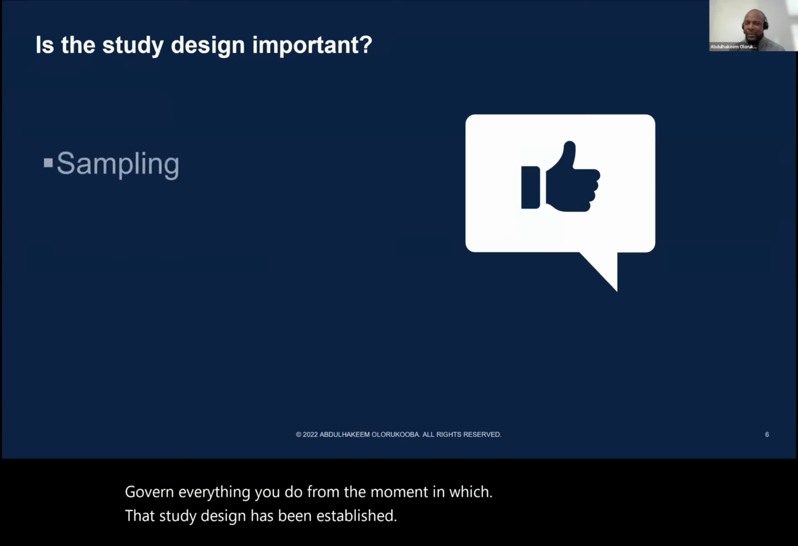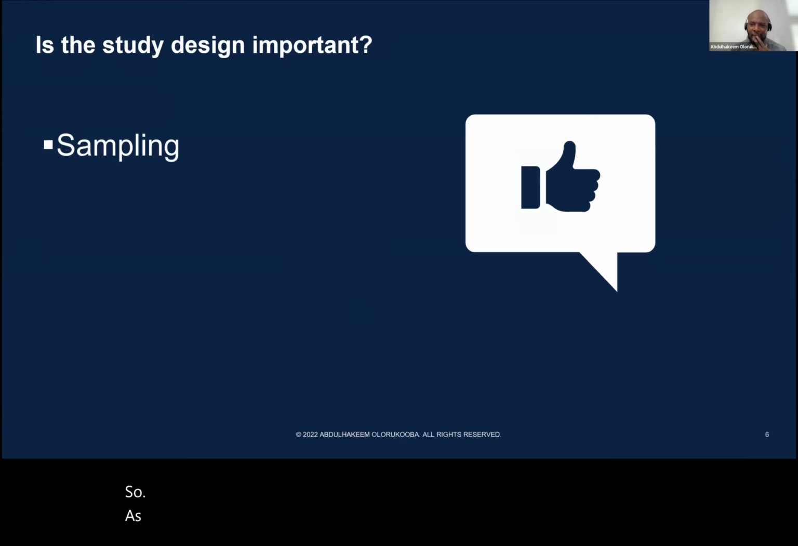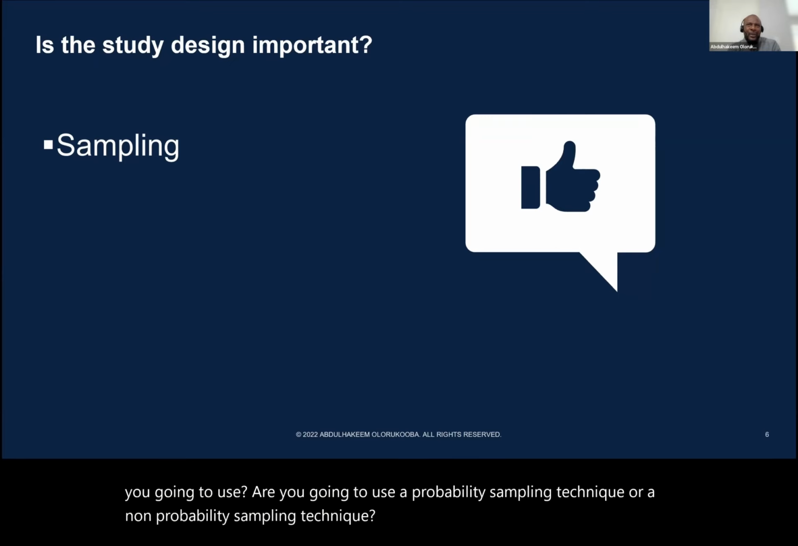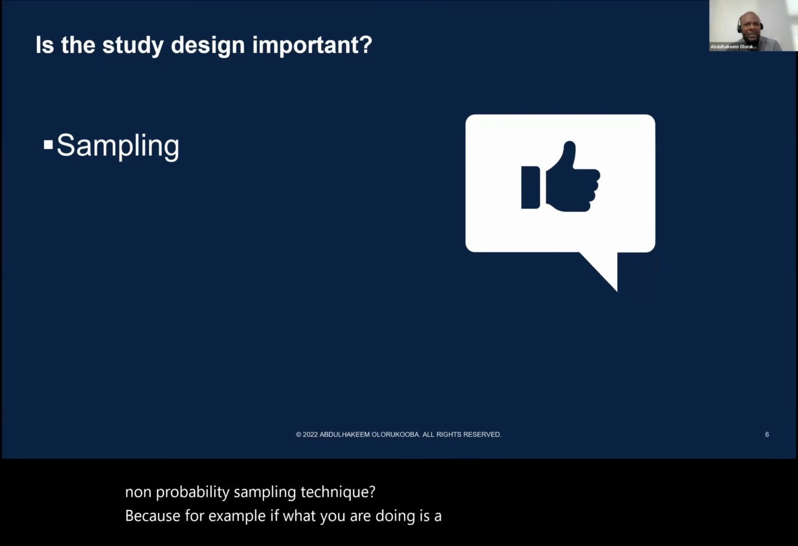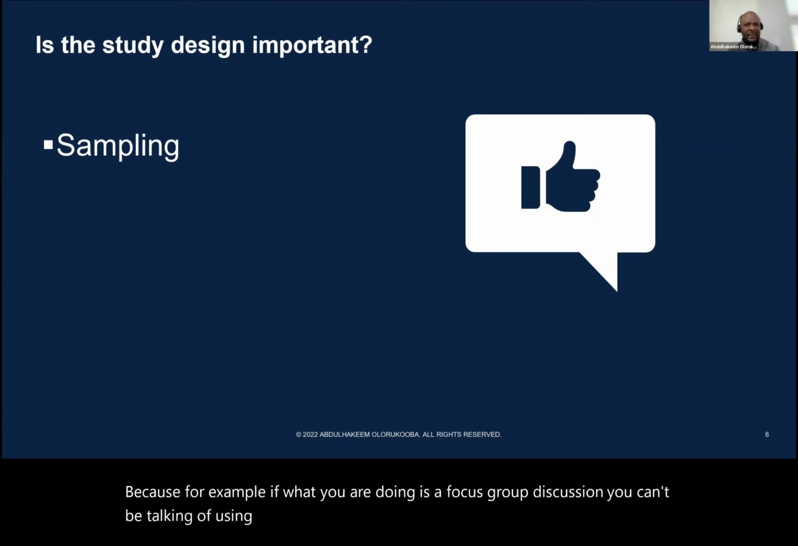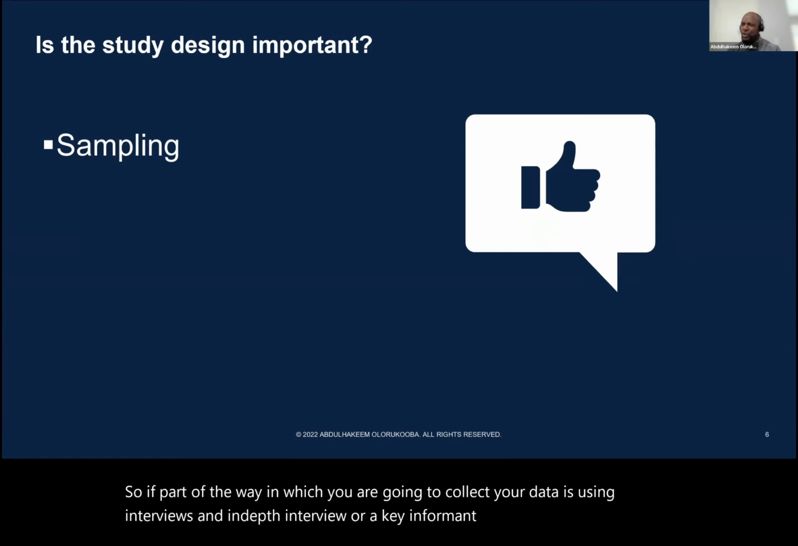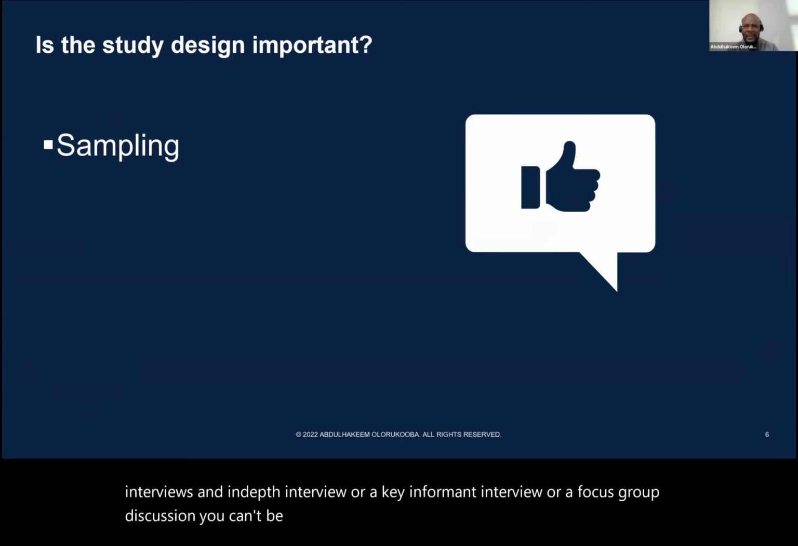As an example, the study design that you have chosen will determine what type of sampling you will do. What sampling technique are you going to use? Are you going to use a probability sampling technique or a non-probability sampling technique? Because if what you are doing is a focus group discussion, you can't be talking of using a probability sampling technique. So if you collect your data using interviews, an in-depth interview, a key informant interview, or a focus group discussion, you can't be talking about a probability sampling technique.